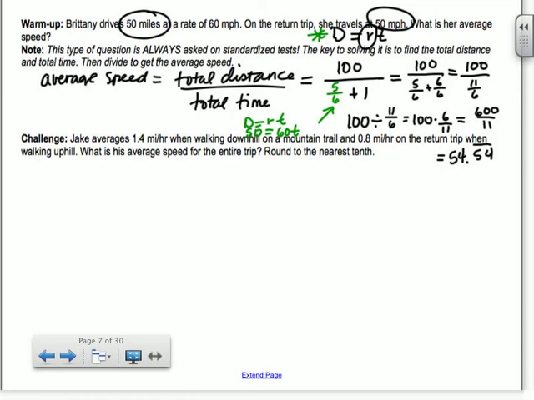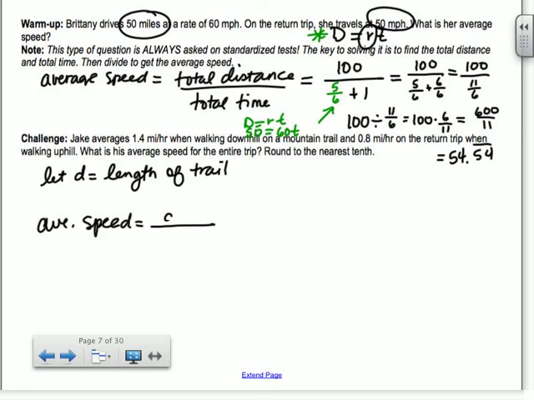What's different about this problem? What are we missing? We're missing the distance. It actually doesn't matter, you don't need it. So we're going to let D equal the length of the trail. So its average speed is going to be the total distance divided by total time. So its distance is going to be D plus D, so uphill and then downhill, 2D.